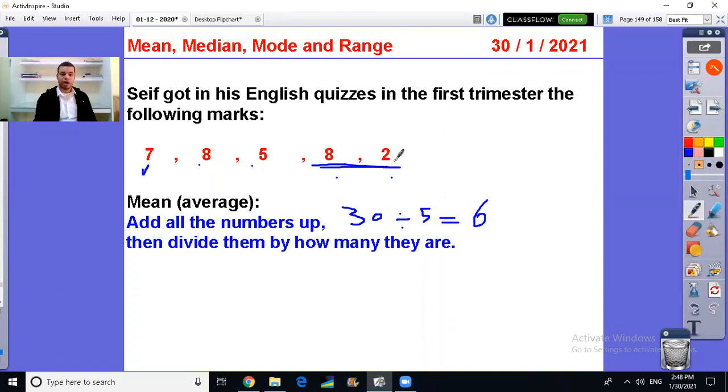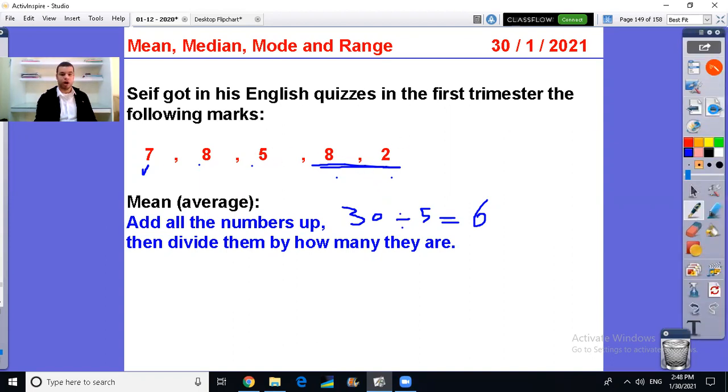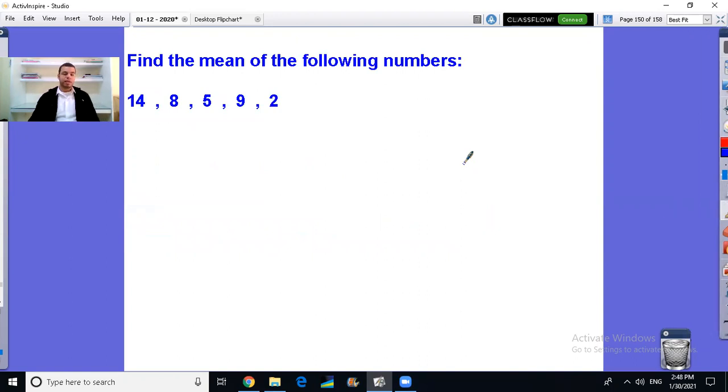Add all the numbers that you have in the set up, and then divide them by how many they are. If they are only 4 numbers, then divide by 4. If they are 5 numbers, divide them by 5, and so on. All right. Here is another example of the mean. If we have this set of data and we need to find the mean, the same steps exactly, mister.